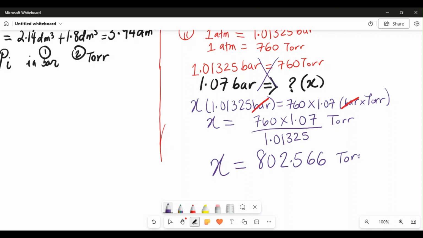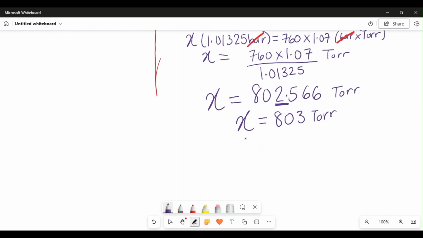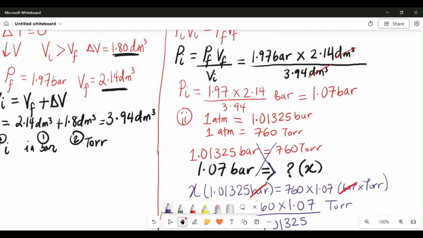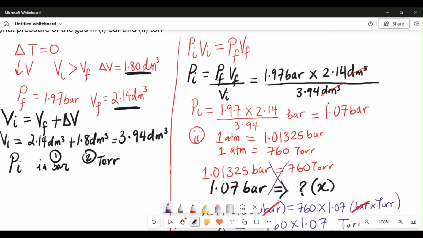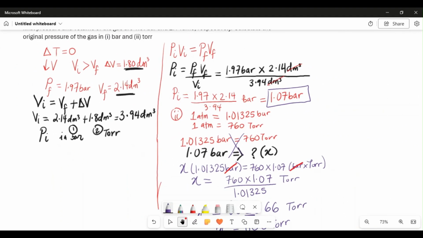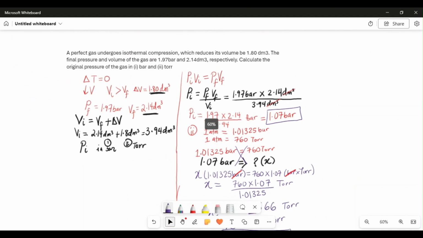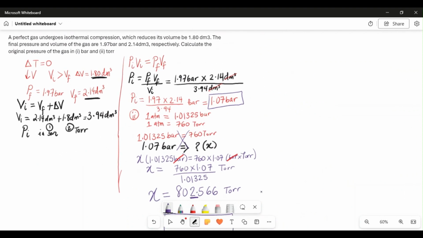And when you solve this, X is going to equal 802.566 torr. And in three significant figures, which is what we've been having the information so far, X, the unknown, is going to give us 803 torr. So to answer your question, finding the initial pressure in torr is simply 803 torr. And the initial pressure in bar is going to be 1.07 bar. So if we zoom out, you can see all of our work and you see that we've answered all the questions correctly. And this is basically our answer.